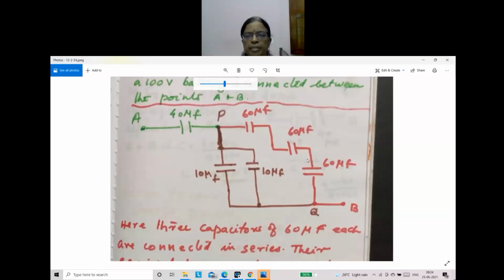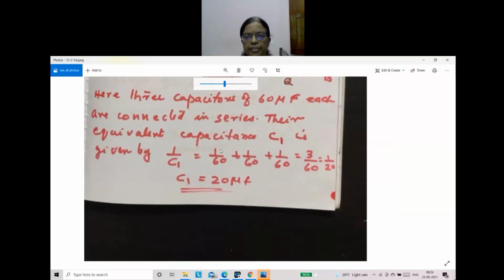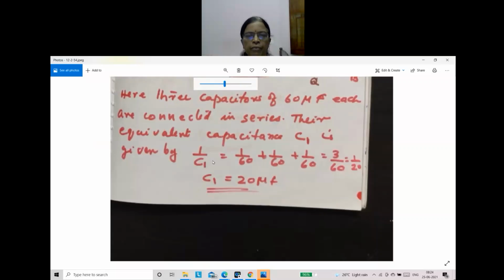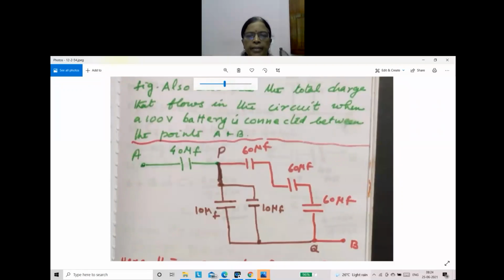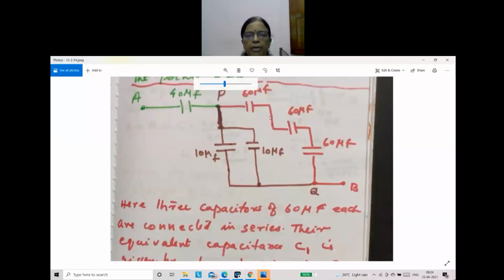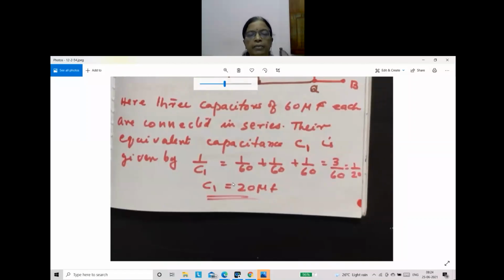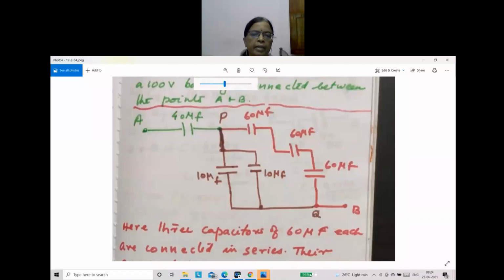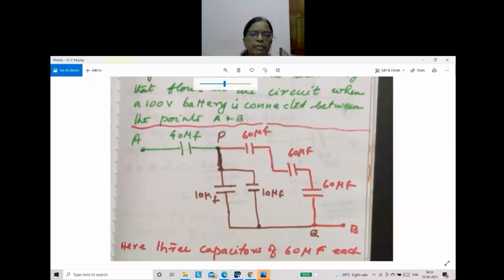That is done here. 1 by C1 is equal to 1 by 60 plus 1 by 60 plus 1 by 60, that is 3 by 60, which is 1 by 20. Therefore C1 equals 20 microfarad. Instead of these three, we have taken a single capacitor C1, that is 20 microfarad. So we got 20, and this one you have to find, which you can tell easily.